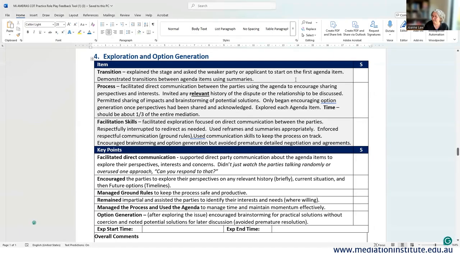So, transitions, again, as I said, the weaker party. You could go with the applicant if you wanted to, but generally, it's however you think would be good to start. Facilitate direct communications through them. So providing that relevant history, the skills you're generally going to be using here.